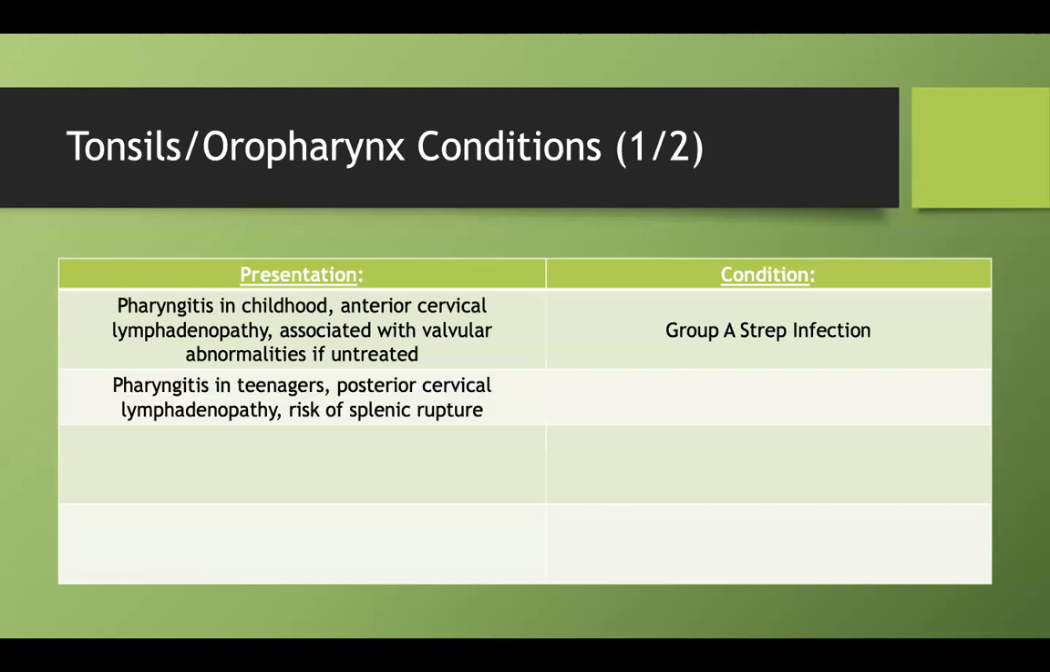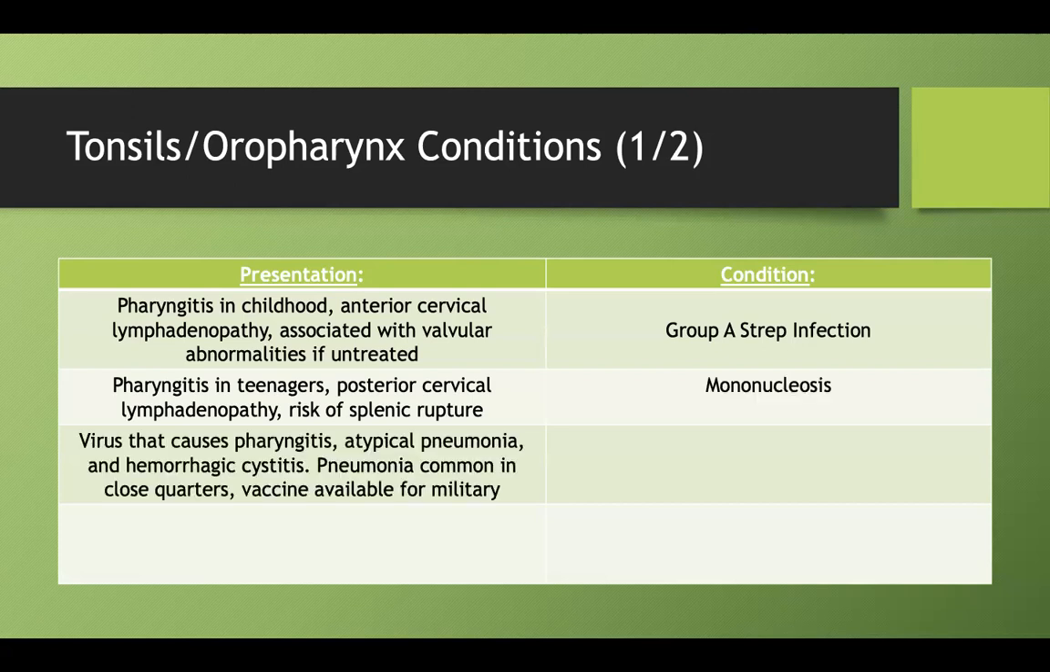All right, what if you find a pharyngitis in a teenager who has posterior cervical lymphadenopathy, and this condition is associated with the risk of splenic rupture? Yep, that's mono, if you said mononucleosis.